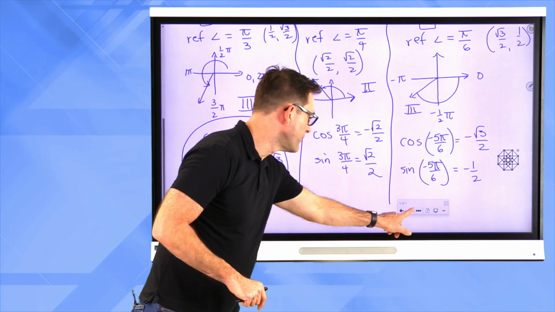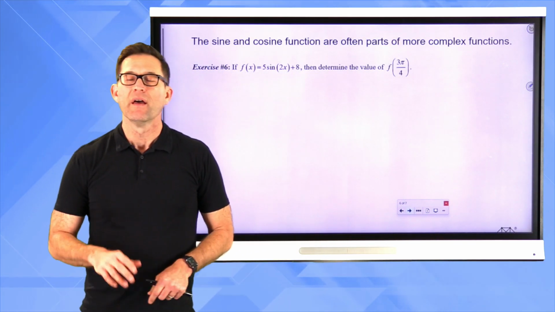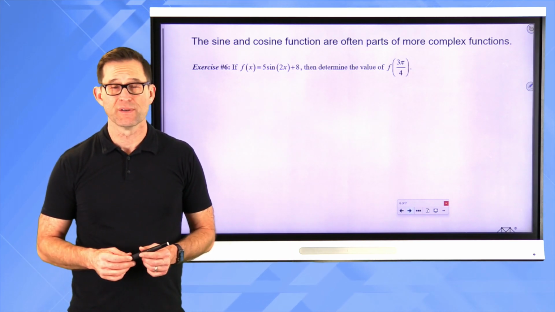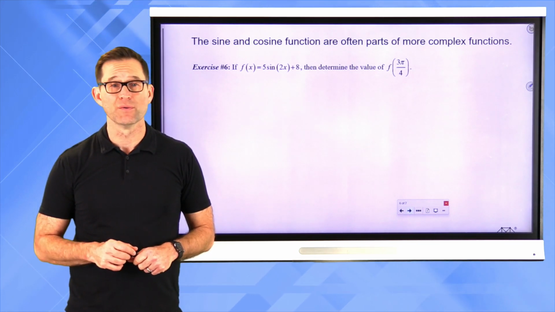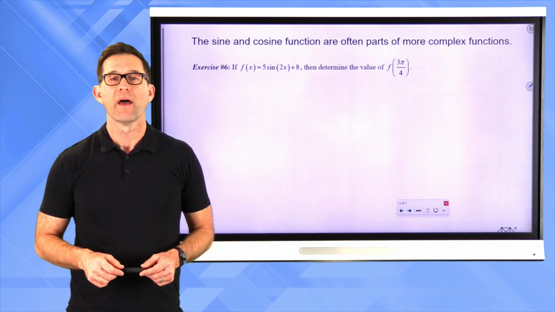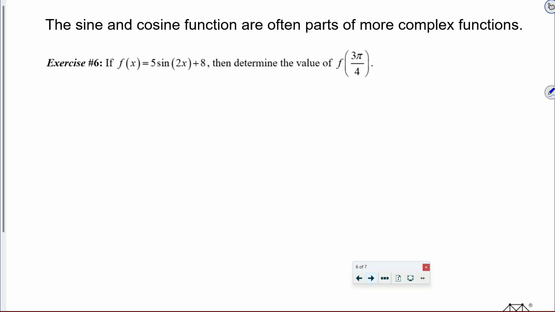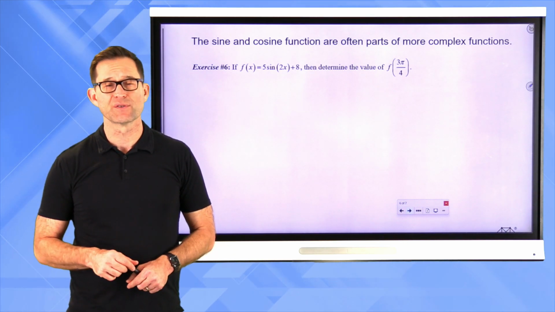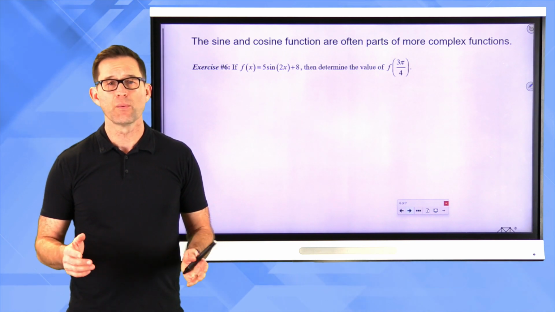Let's keep working. Let's take a look at one last issue. The sine and the cosine function are often parts of more complex functions, and we're going to start really digging into those in the next few lessons. But let's take a look at a fairly easy problem right now. Exercise number 6. If f of x equals 5 times the sine of twice x plus 8, then determine the value of f of 3 pi over 4. All right, I'd like you to pause the video right now and see if you can do this without using your calculator at all. See what you can do.